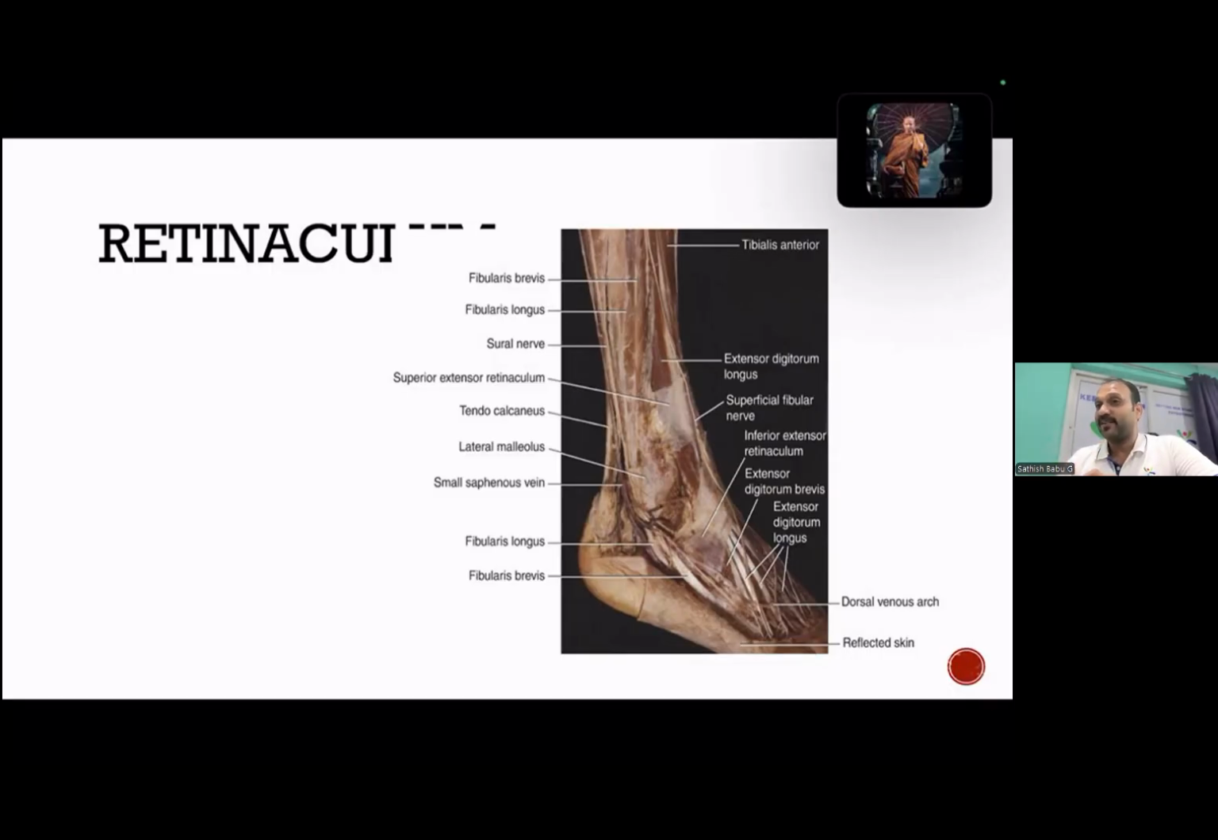Do we treat an extensor retinaculum? No, most of us don't even understand what a retinaculum is and what its function is, so we neglect that and try to do ultrasound around the malleoli, but there is still going to be pain and discomfort for the patient.